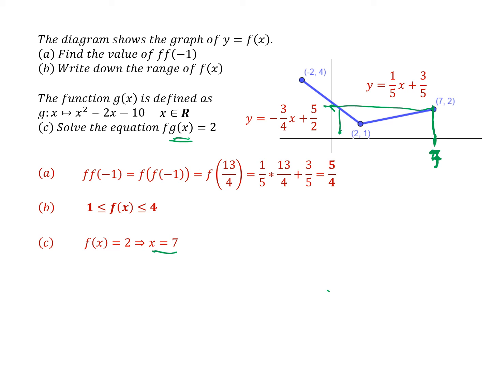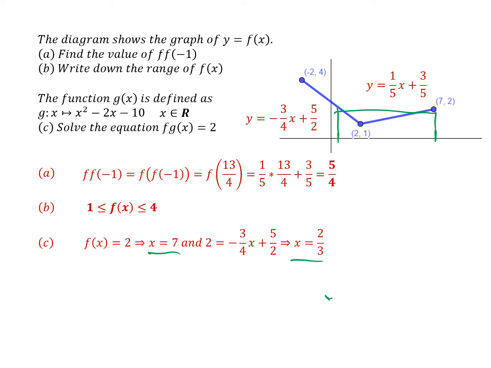But there's another value here, call that x, for which f of that x is also equal to 2. So in order to find that value of x, we need to put 2 there. So 2 equals minus 3/4 x plus 5 over 2 gives us a second value of x, where f of x is 2. So we've got x equals 7 and x equals 2/3. These two values of x make f of x equal to 2.